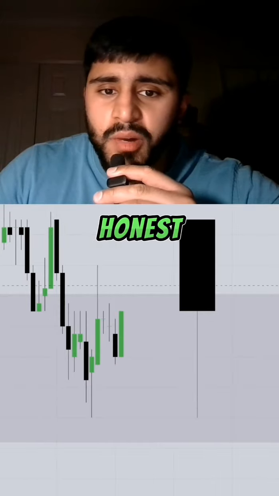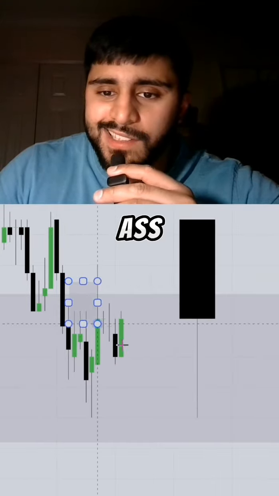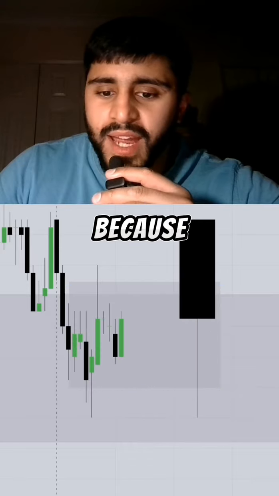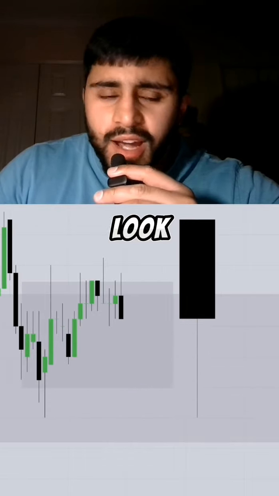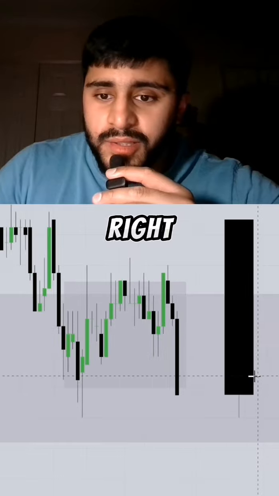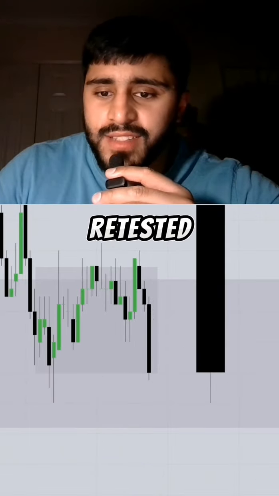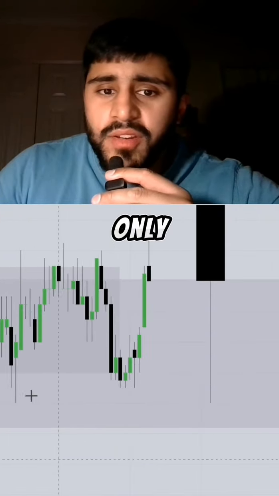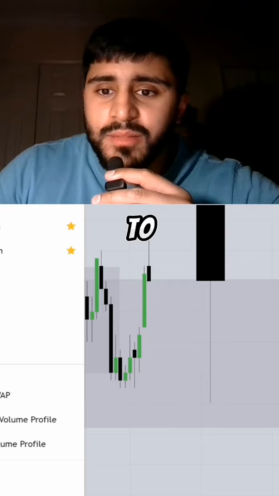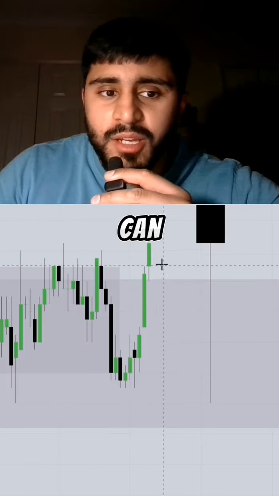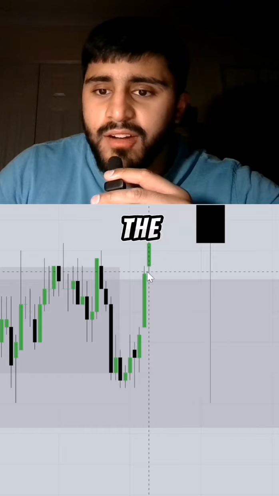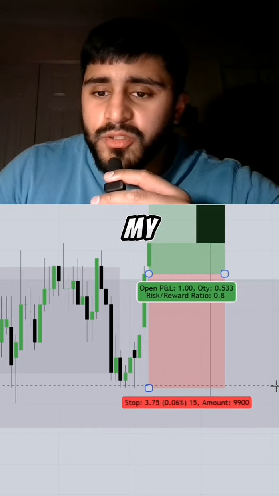But I'm going to be really honest. The market has been kicking my ass in January because we had this price action over here. Look at how rangy this price action is, right? Price retested here, came down and retested again, right? So the only way you can get away with this kind of trading is to simply wait for a break and retest. So we can see here price broke and retested the area. So I would comfortably place my stop loss down here.